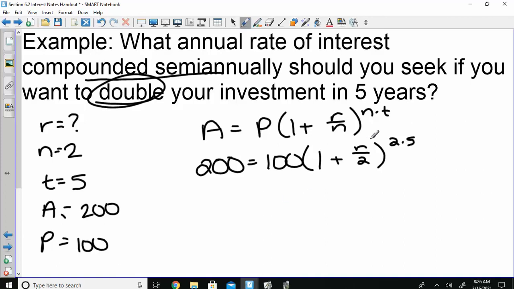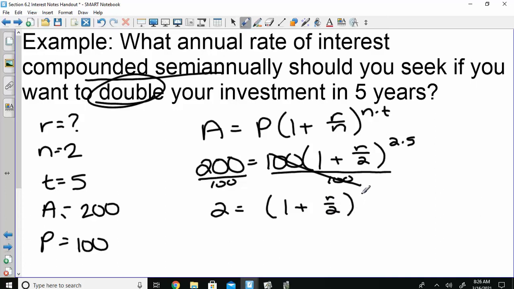Okay, we are solving for R, so what should I do with my 100? Divide it. 200 divided by 100 is 2. 1 plus R over 2, to the 2 times 5, which is 10. How would I get rid of a 10th power? 10th root. Again, we don't have to worry about plus and minus on these because everything would be positive.